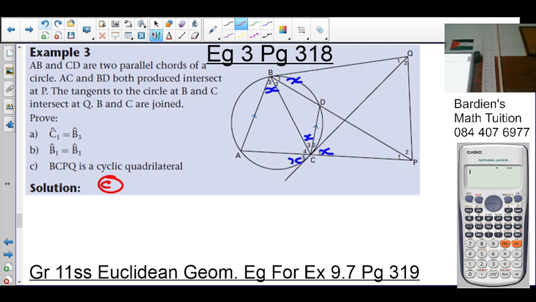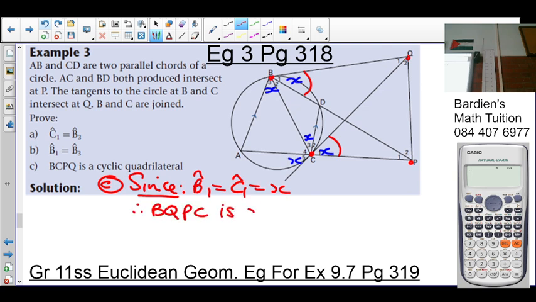You are asked to prove that BCPQ is a cyclic quad. People, there are three ways of proving cyclic quads. Opposite angles are supplementary, exterior angle is equal to interior opposite, or the converse of the bow tie, which we're going to do here. We already know that that angle is equal to that. So where do I start off? I say, since, state the obvious, since B1 is equal to C1, which is equal to x, therefore BQPC is a cyclic quad.